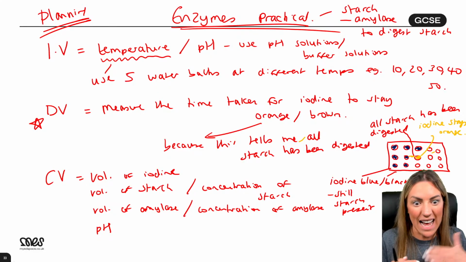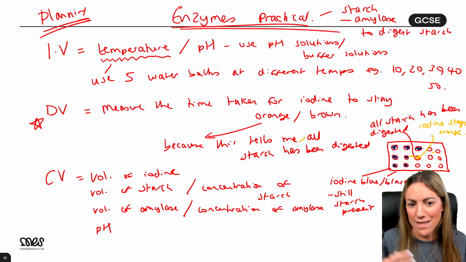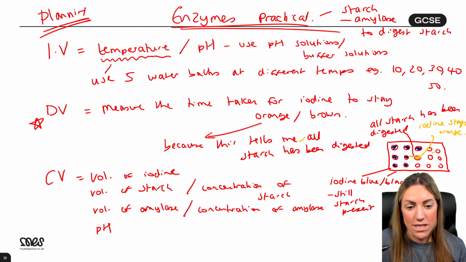For starch, you just add the iodine solution. If there's starch present, it goes blue-black. For protein, you add the Biuret reagent. If there's protein, it goes purple. Lipids, there's different ways of doing it. You can add Sudan 3 and you get a red layer, or you can add ethanol and water and you get a cloudy emulsion.